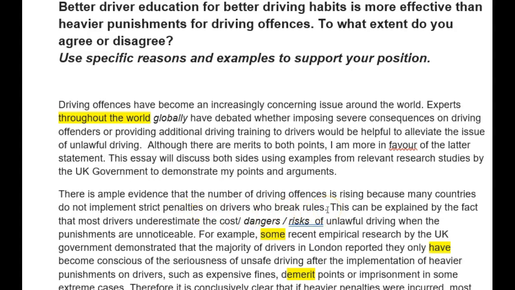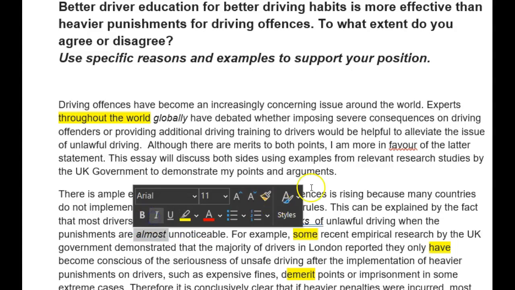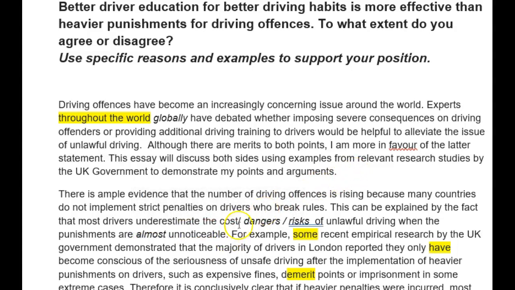This can be explained by the fact that most drivers underestimate the. Now, because we're talking about money later on in terms of fines, I'm suggesting here dangers or risks of unlawful driving when punishments are unnoticeable. Maybe almost unnoticeable, because there are punishments. We're not saying that there aren't. Okay, so cost, we can use cost for money, but we can use cost for danger as well.